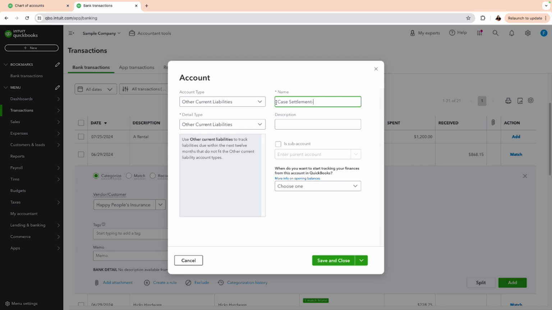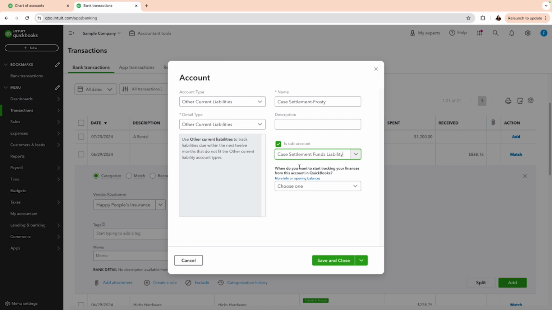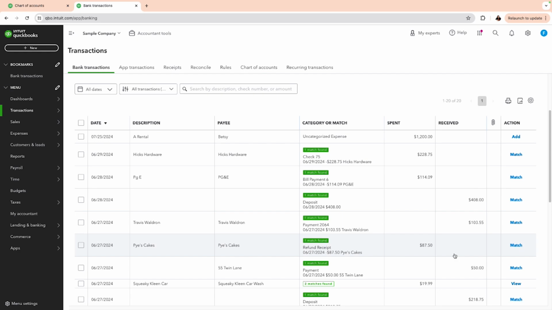I'll say I'm gonna call it Frosty again. Sorry, I have a lack of imagination here. I'm gonna make it a sub account of that case settlement. You can call it global settlement, case settlement, whatever makes sense to you, but basically this is a liability account where you're holding funds from a specific case settlement. Okay, save and close.